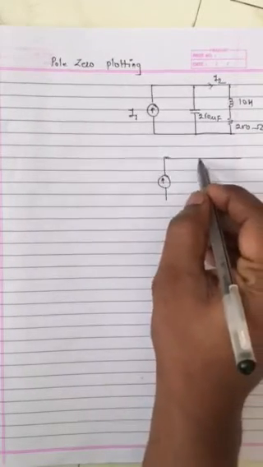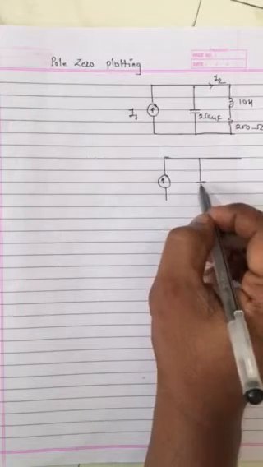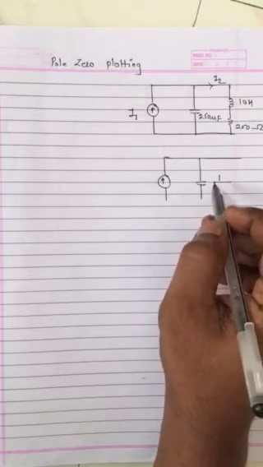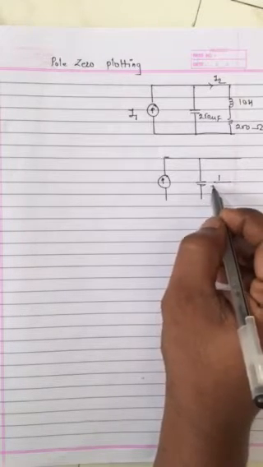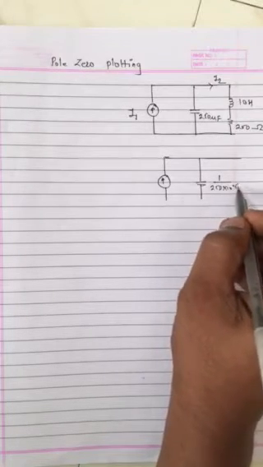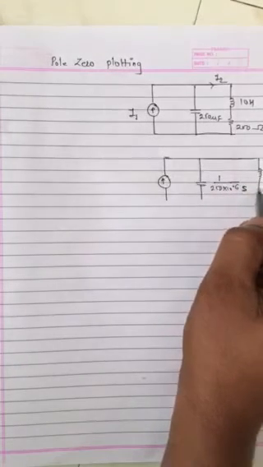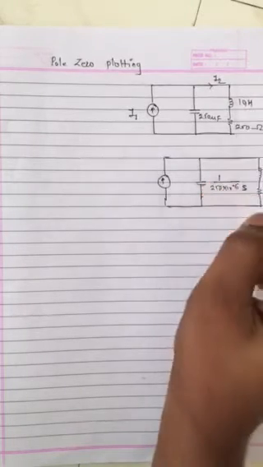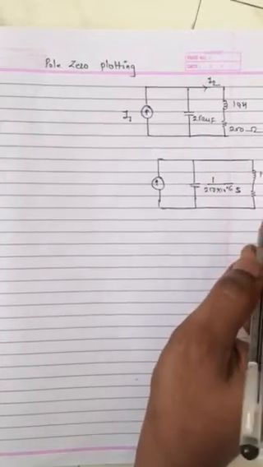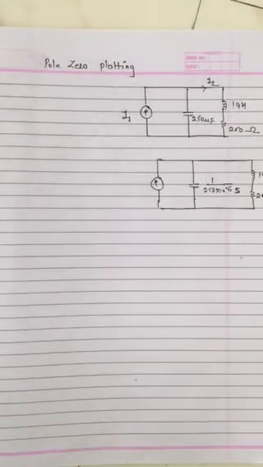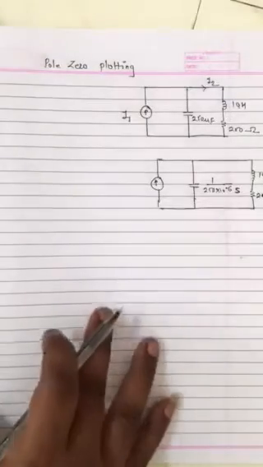This is the new network. The capacitor of 250 microfarad will become 1 by 250 microfarad into S, so 1 by 250 into 10 raised to minus 6 S. And here the inductor and resistance: the inductor of 10 Henry will become 10S, and the resistance of 200 will remain as it is. So this is the frequency domain circuit.